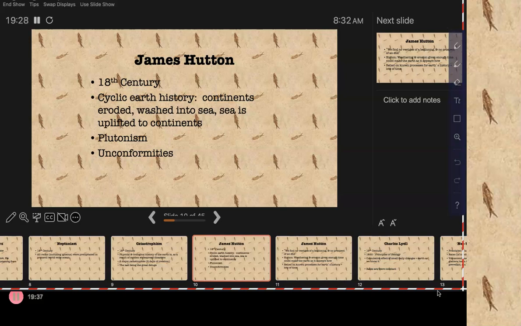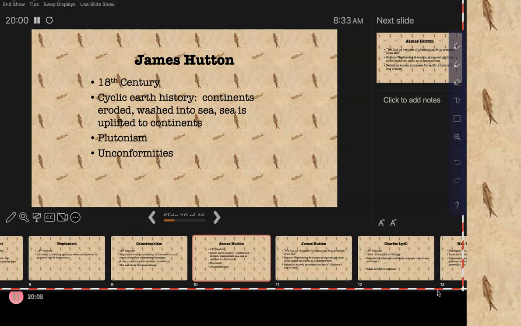Plutonism we might get to. Unconformities, okay, definitely you're going to have that. Hutton acknowledged the idea that there were gaps in the rock record. Gaps of time. And again, that's huge for right around here time-wise. Because, again, we didn't have radiometric dating, but we were certainly putting forward the idea of rocks representing time.